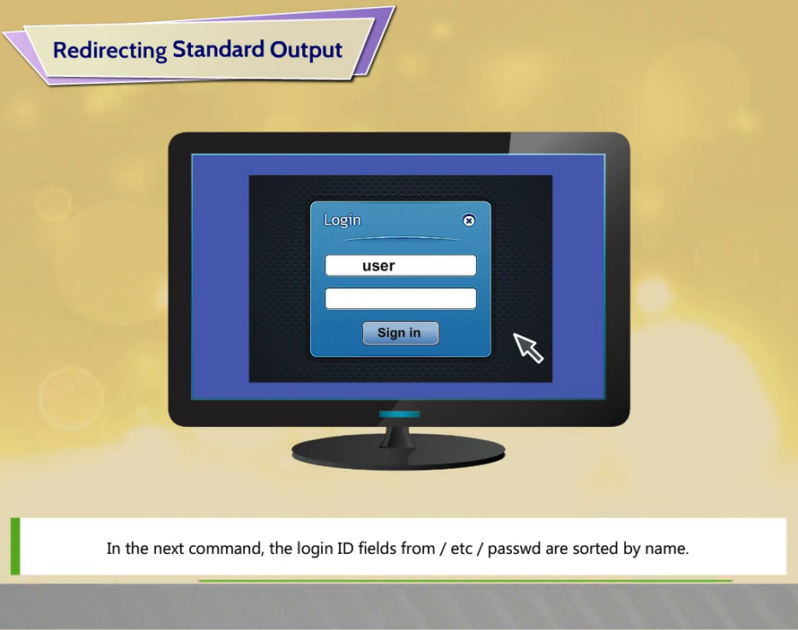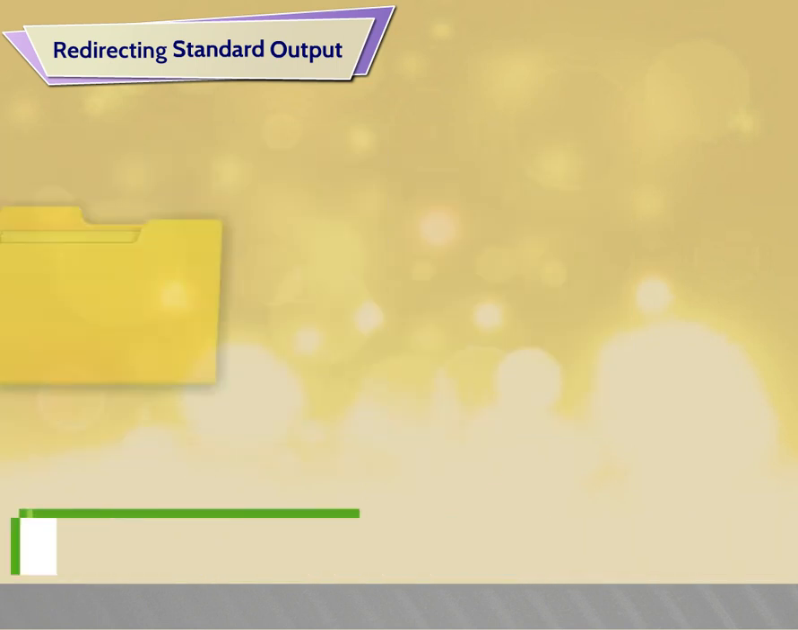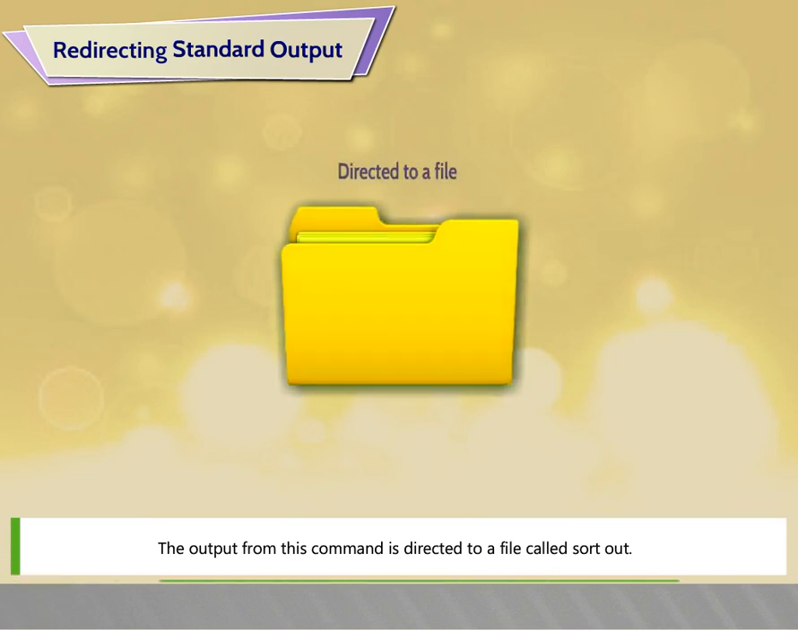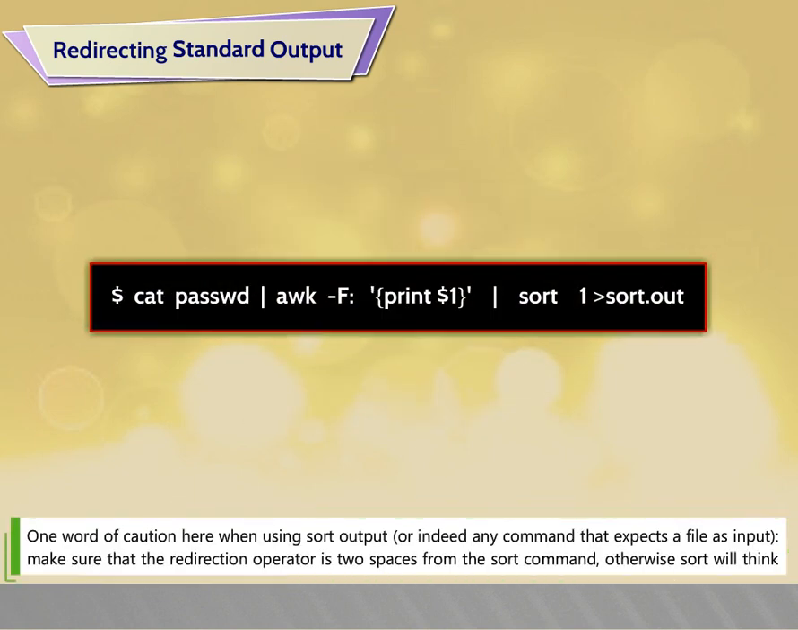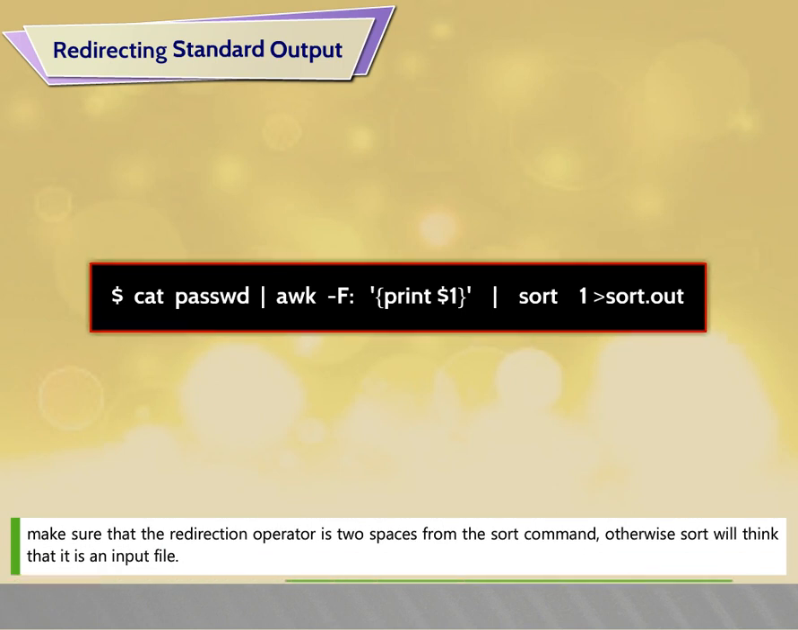In the next command, the login ID fields from /etc/passwd are sorted by name. The output from this command is directed to a file called sortout. One word of caution here: when using sortout, or indeed any command that expects a file as input, make sure that the redirection operator is two spaces from the sort command. Otherwise, sort will think that it is an input file.